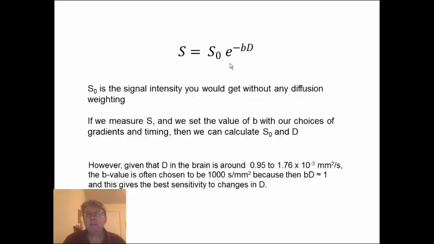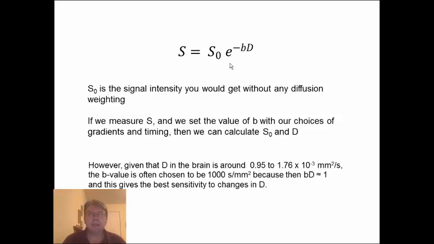This is the equation for our signal strength, S. This is what we actually measure. Basically, it's in our voxel, in a diffusion weighted image, the image intensity, the voxel value. S0 is the value we would have with no diffusion weighting on. That is, if we set B to 0.